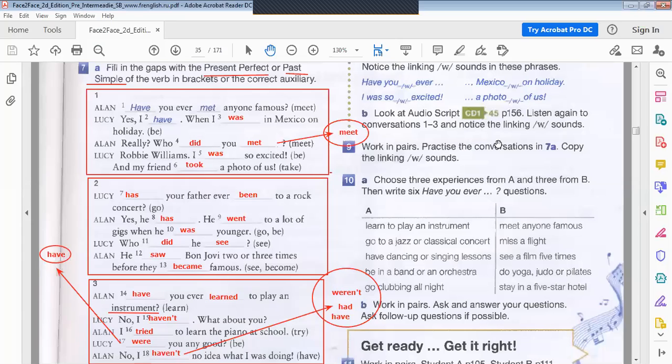1. Have you ever met anyone famous? Yes, I have. When I was in Mexico on holiday. Really? Who did you meet? Robbie Williams. I was so excited. And my friend took a photo of us. 2. Has your father ever been to a rock concert? Yes, he has. He went to a lot of gigs when he was younger. Who did he see? He saw Bon Jovi two or three times before they became famous. 3. Have you ever learned to play an instrument? No, I haven't. What about you? I tried to learn the piano at school. Were you any good? No, I had no idea what I was doing.